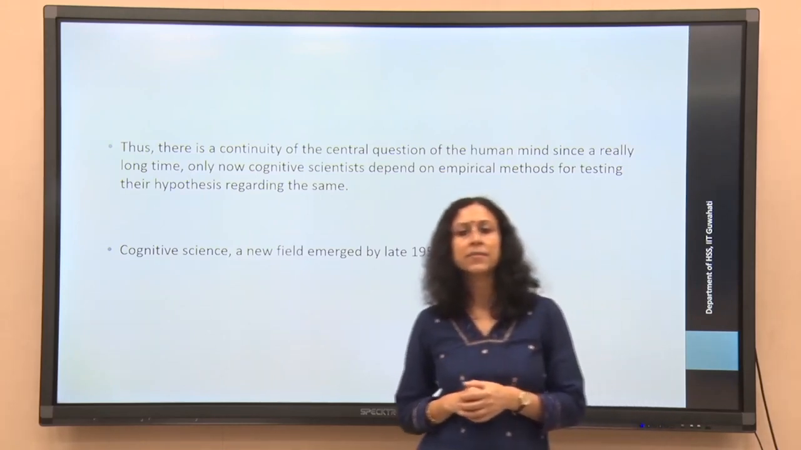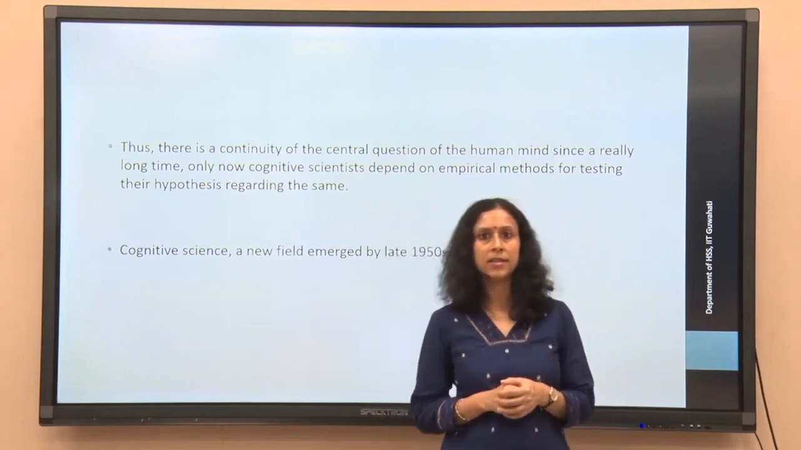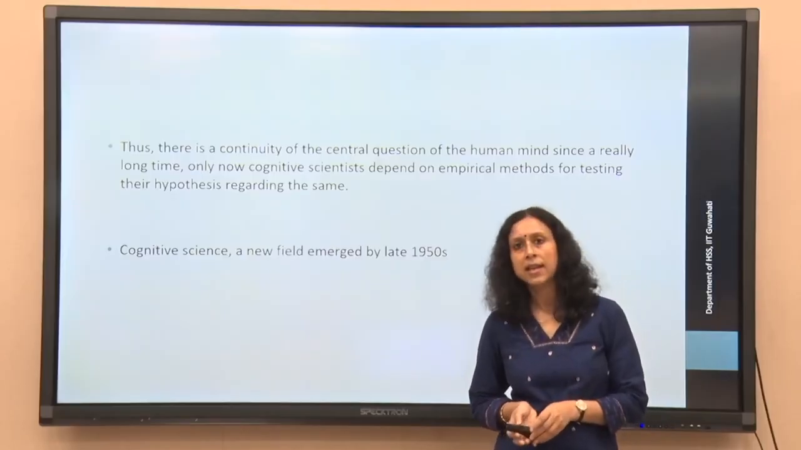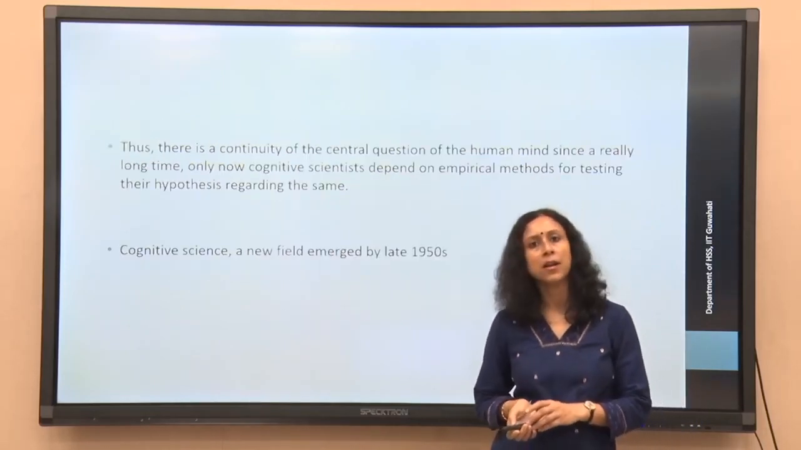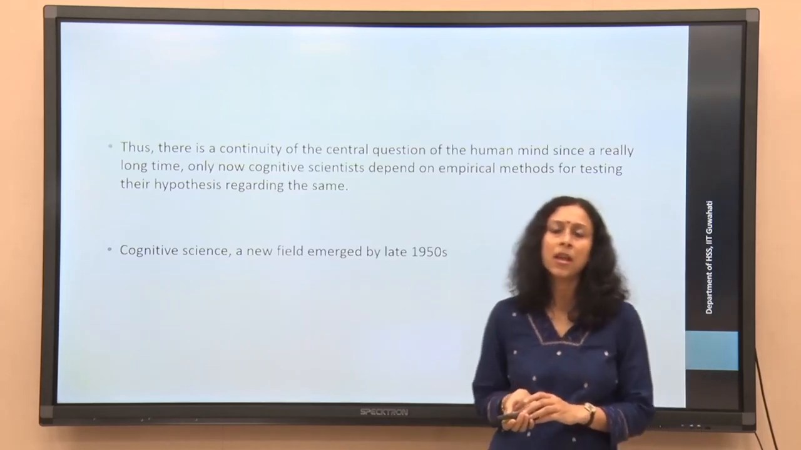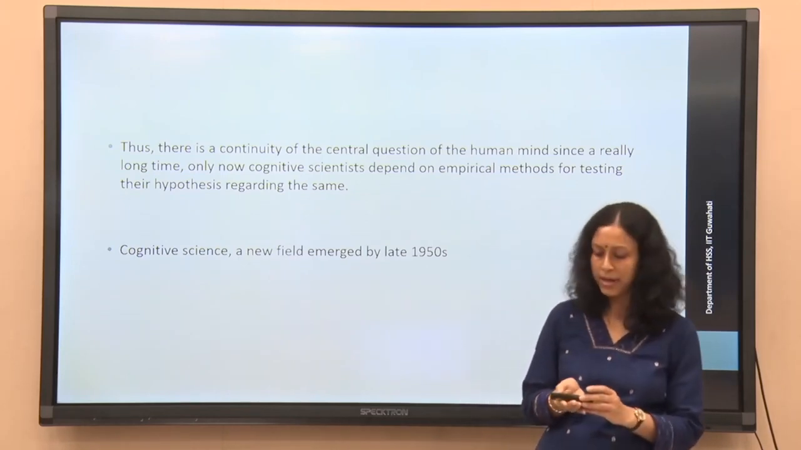Only now, cognitive scientists depend on empirical methods for testing their hypotheses regarding the same. Because in the initial days, when it was philosophers looking at the question, there was no empirical evidence. However, now things have changed, science has taken giant leaps, and with the advent of cognitive science, of course, we have a lot of new machinery to look into empirical evidence. So, now we have a different mechanism to look at the same question in the modern age.